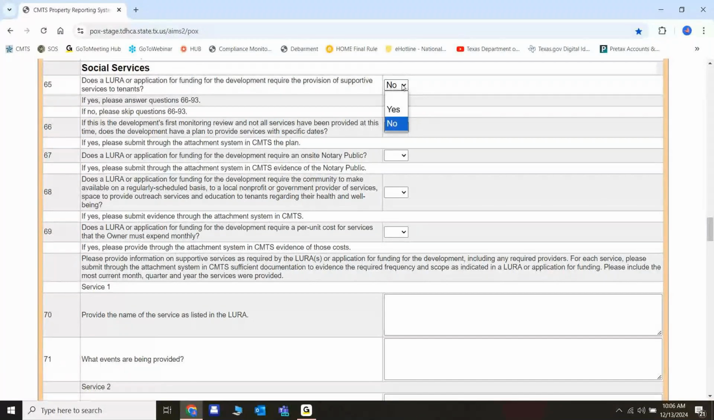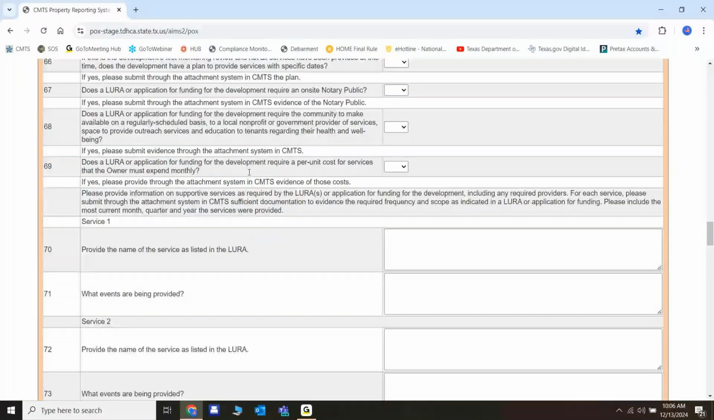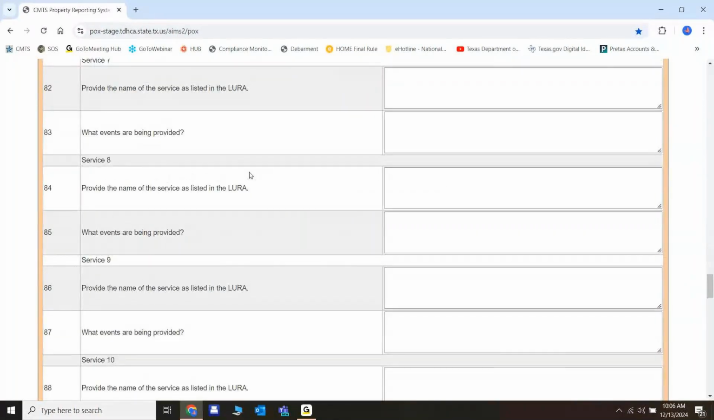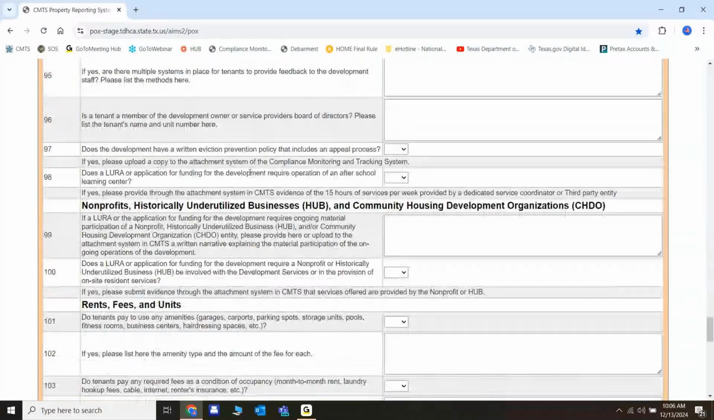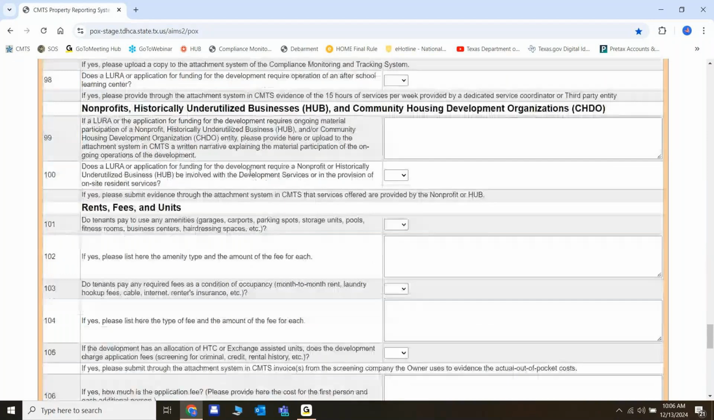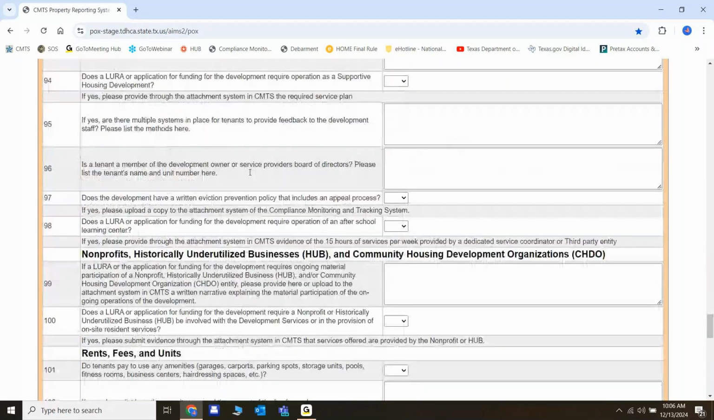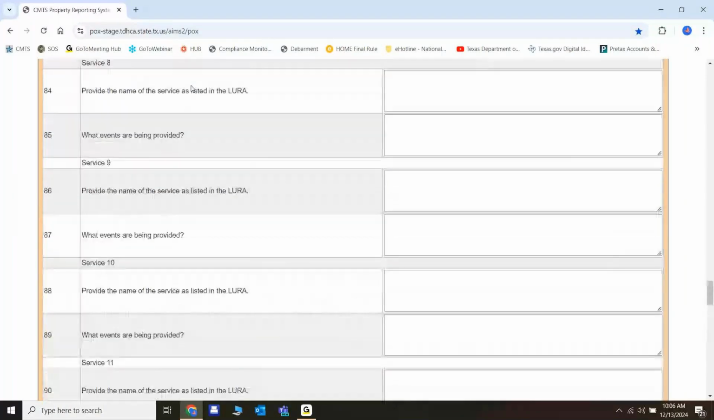So it's a yes or no question. There is an option for blank, but it shouldn't be blank. If you answer yes, you have to answer questions 66 through 93. If you answer no, you are going to skip all the way down to 94. And this is about supportive housing developments, so we'll get into that when we get down there, but if it's no, you skip all the way down to 94.